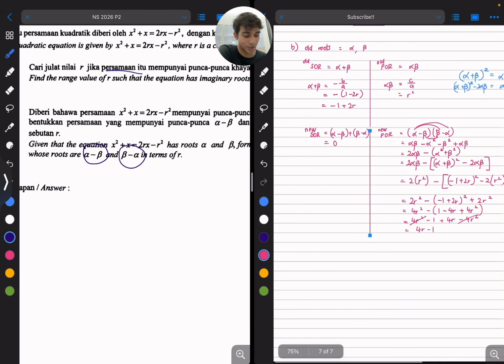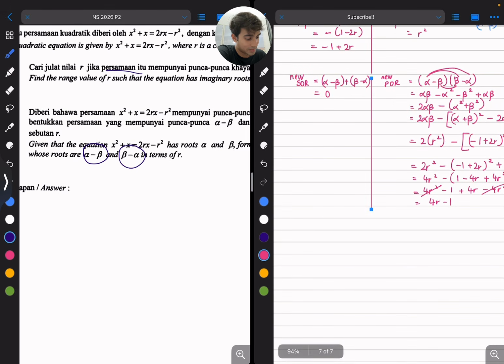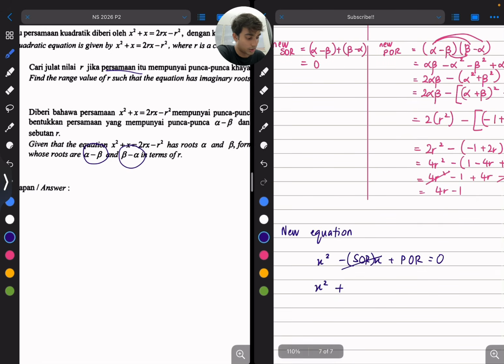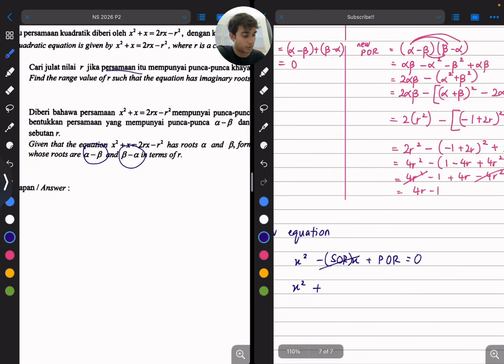Now let's find our new equation. So our new equation, the general formula is x square minus SOR x plus POR equals 0. So x square, sum of roots is 0, so no need to write anything. This one is just 0. POR is 4R minus 1. So 4R minus 1.